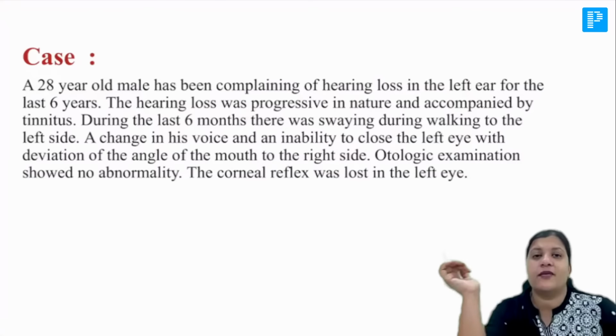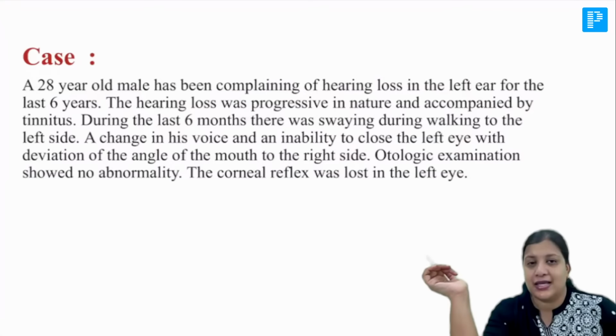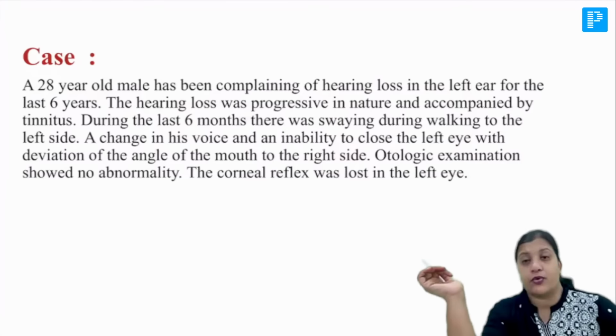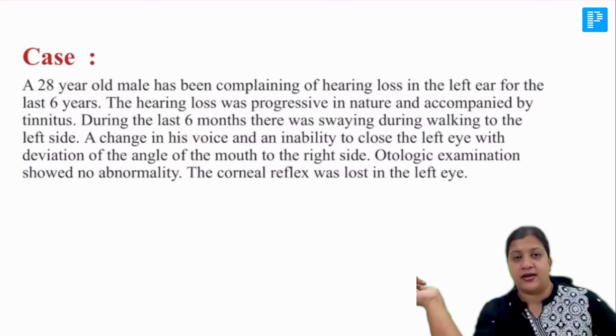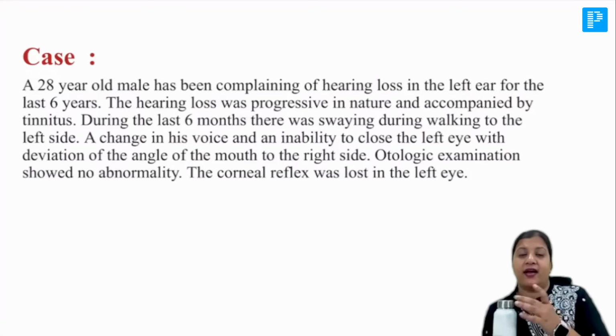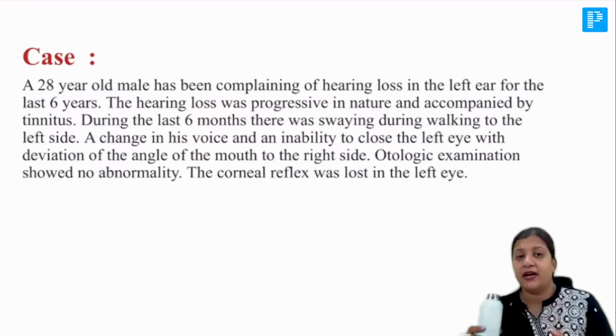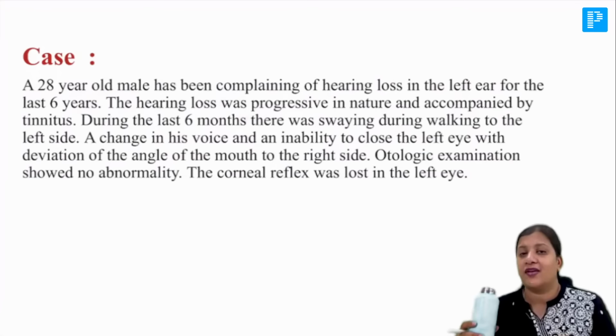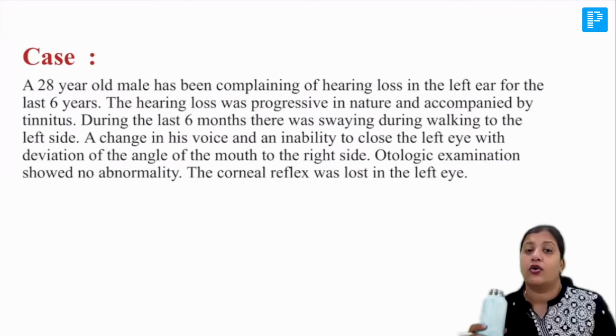A 28-year-old male has been complaining of hearing loss in the left ear for the last 6 years. The hearing loss was progressive in nature, accompanied by tinnitus. During the last 6 months, there was swaying while walking on the left side, a change in the voice, inability to close the left eye, and deviation of angle of mouth. Otological examination shows no abnormality and corneal reflex was lost. What is your diagnosis?